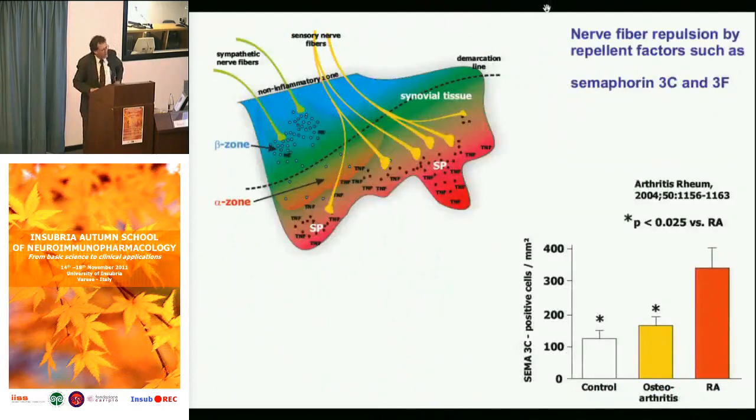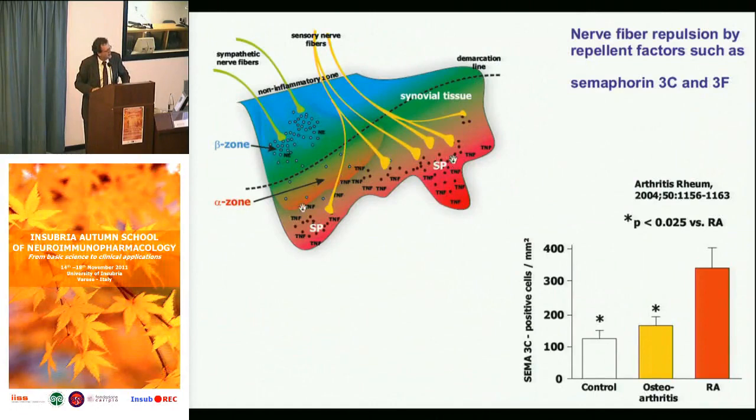So when we have a loss of sympathetic nerve fibers and a sprouting of sensory nerve fibers, as you can see here, loss means the nerve fibers are not in the tissue anymore, but they are somewhere. They are not lost. They are not killed. They should be somewhere. But we don't see it in the tissue. So we expect that the nerve fibers are somewhere out of the tissue and that there could be a kind of demarcation line, una linea demarcazione, which separates the highly inflamed tissue from the normal tissue.